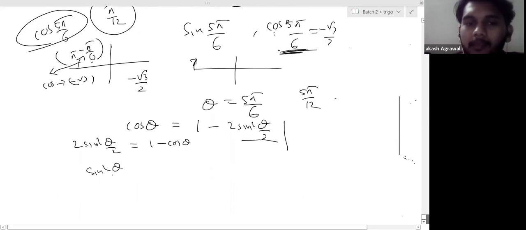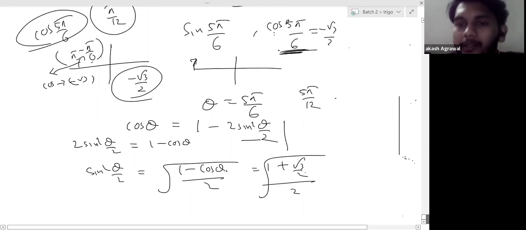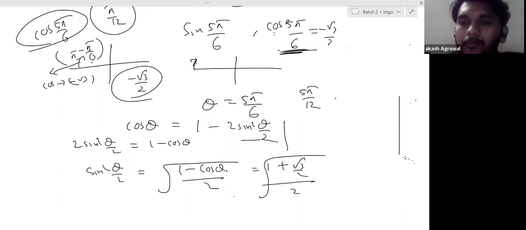So sine square theta by 2 will be 1 minus cos theta upon 2, under root. Put the value of cos theta. We found minus root 3 by 2. So 1 plus 3 by 2 upon 2, under root. Was this your answer, Rahman? You can simplify further. Is it clear what we did here?